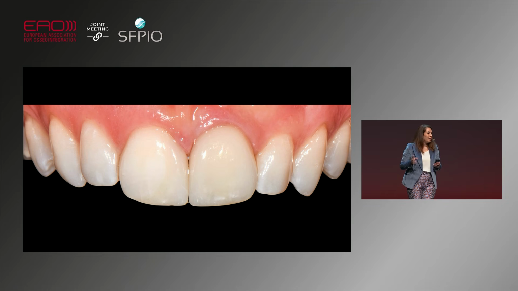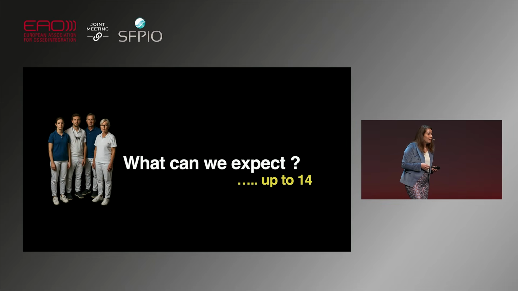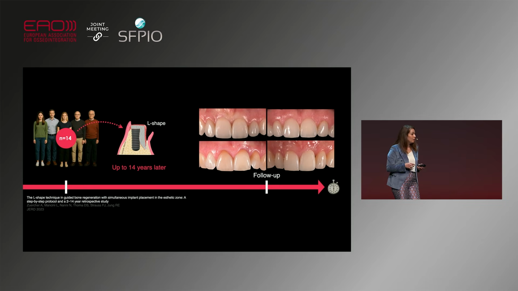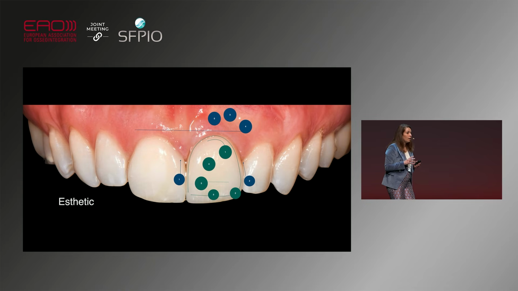And you want to keep this situation for a lifetime, hopefully. But what will happen? And what can we expect? That prompted us to this retrospective study. We invited back 14 patients. They all got an implant, and the implant also got GBR with an L shape. At the follow-up meeting, we assessed the aesthetic outcomes. We looked at the soft tissue, as well as, with prosthodontists, the crown.